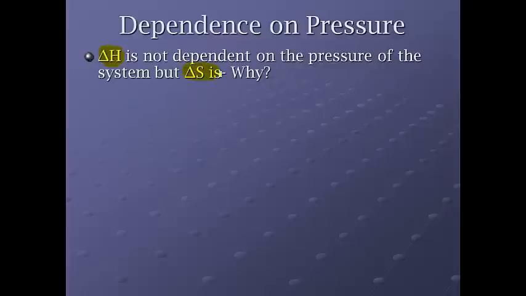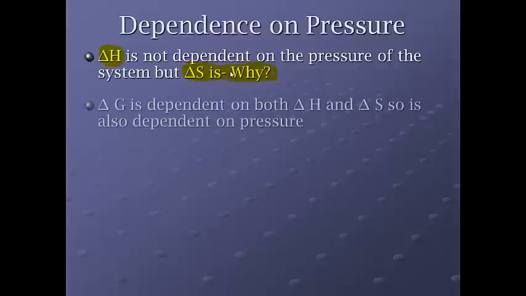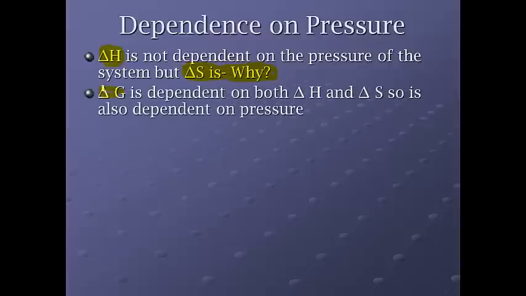is. Why? Well, if you remember, delta S is entropy, which is a reflection of the randomness or the chaos, or in other words, how fast the particles can move. So if there's more pressure, they're not going to have as much freedom, so there's going to be less entropy, so there will be a dependence on that. Now, delta G is dependent on both delta H and delta S based on its equation. So it also is dependent on pressure. So we have to also have a little bit of a discussion on what that's going to look like.